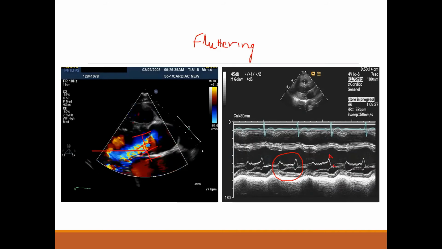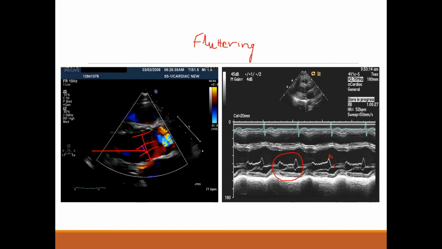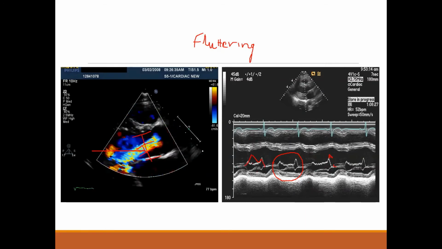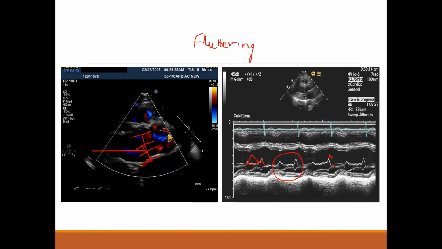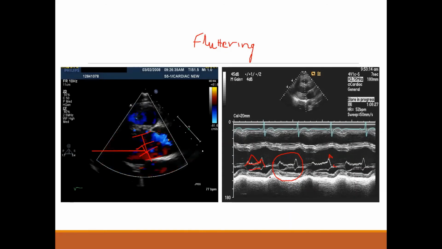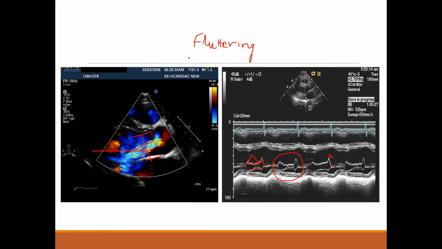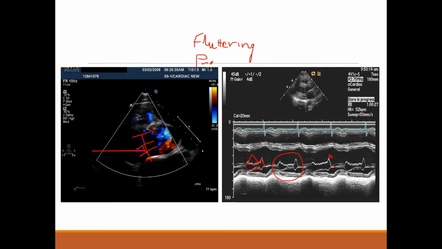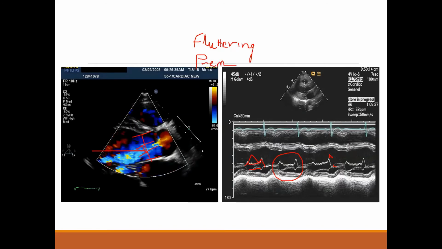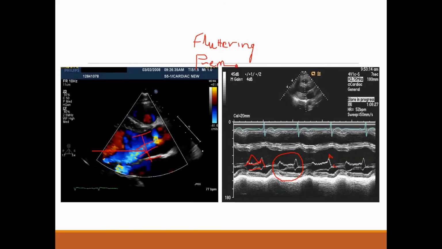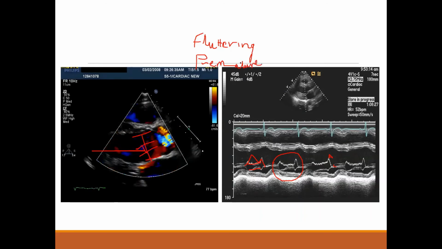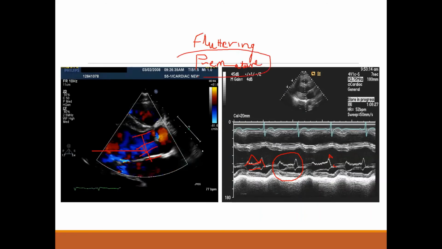Systolic closure of the mitral valve, yes. The valve is probably supposed to be like this, right? So it's prematurely closed. So we have fluttering and premature closure. Which one suggests severe aortic regurgitation? The fluttering or the premature closure, or both? Both, and more on the premature closure. Oh yes, you are so right.